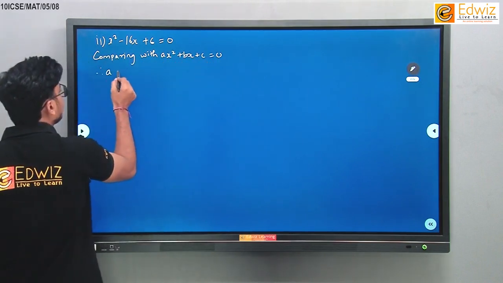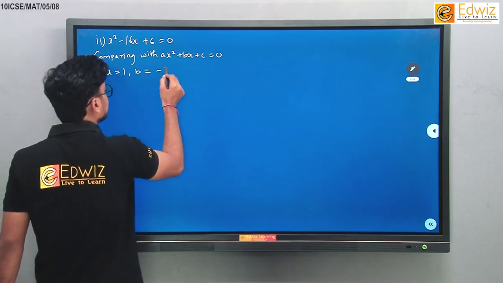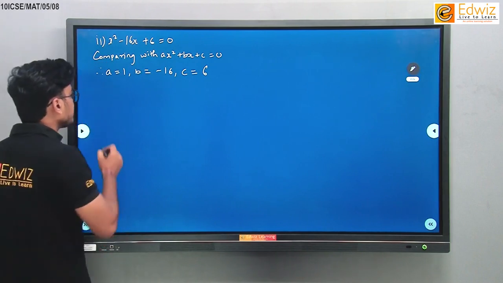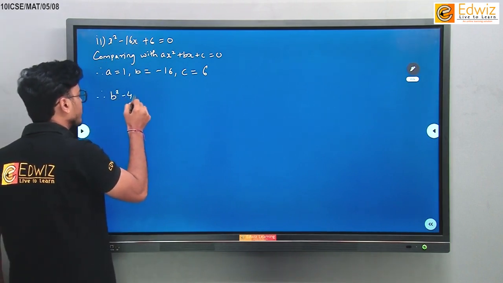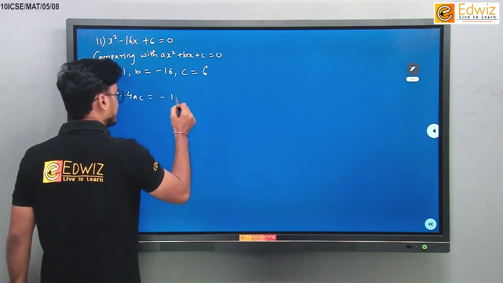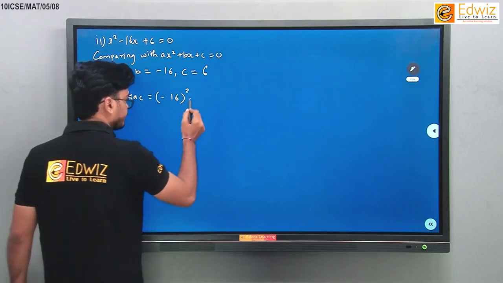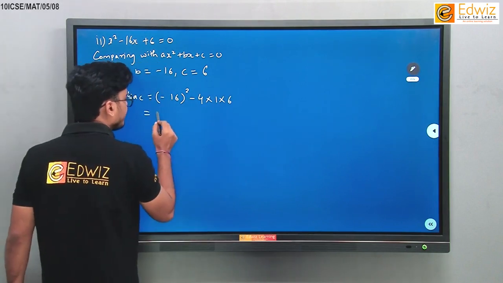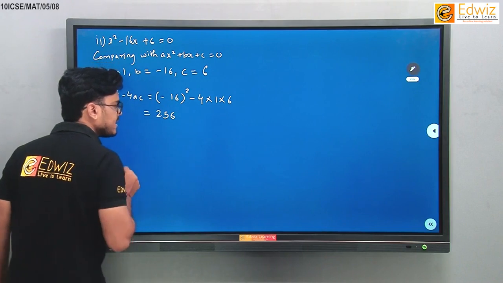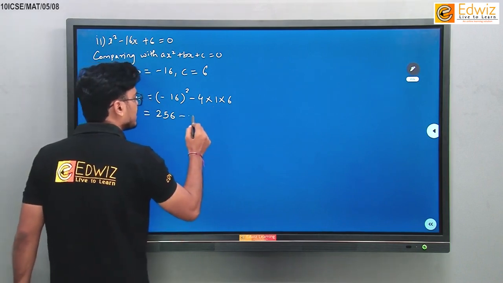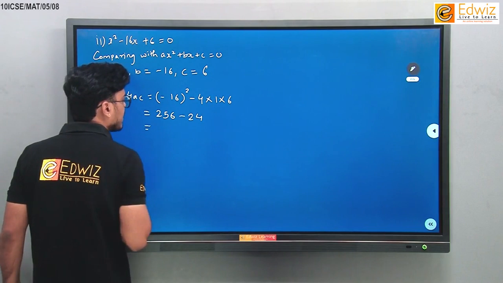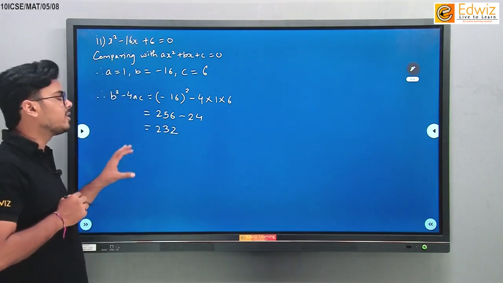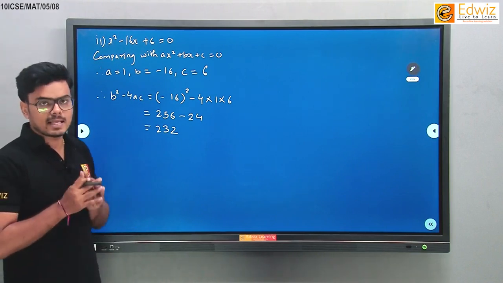So the value of a is 1, the value of b is minus 16, the value of c is 6. Substitute these values in the formula for b square minus 4ac, that is minus 16 square minus 4 into 1 into 6. Okay, so 256 will be the square of minus 16. From this we will subtract 24. Okay, so this will become equal to 232.